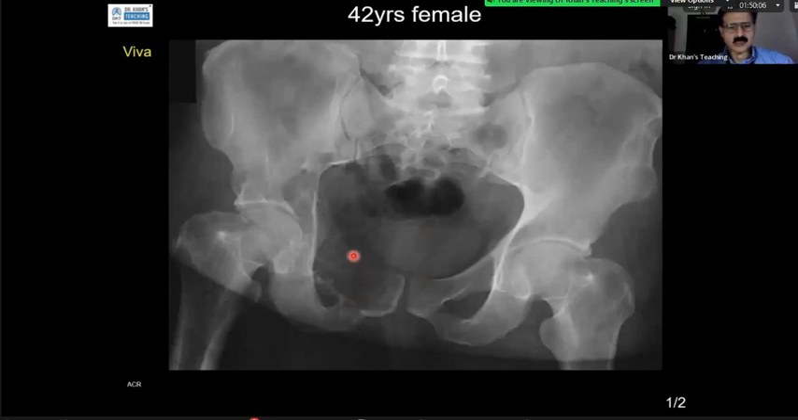Now look at the internal architecture of this lesion. I want you to use a term that should be in your vocabulary. How do you describe this lesion? It looks like a bubbly appearance. Bubbly, oh, very good. So soap bubble appearance. Excellent. Soap bubble is the word which we use.